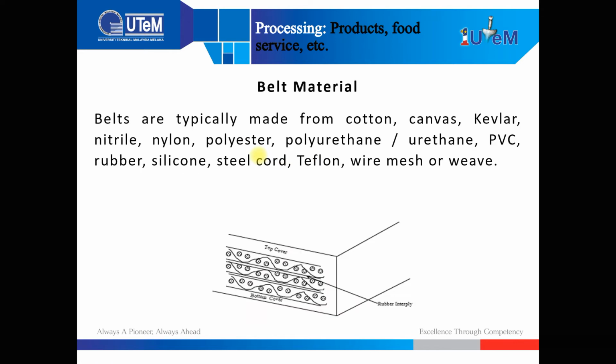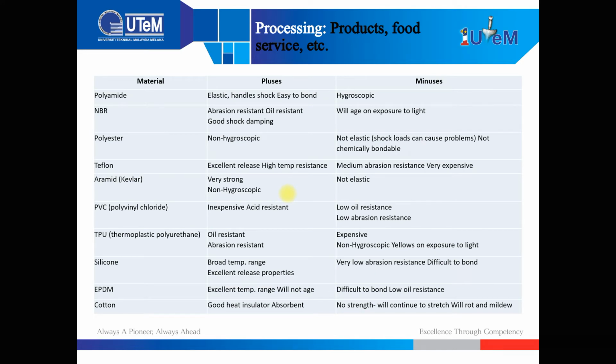Okay, and then the belt are typically made from cotton, canvas, Kevlar, nitrile, nylon, polyester, okay, polyurethane or urethane, PVC, rubber, silicone, steel cord, Teflon, wire mesh or weave. So these are the common belt material that commonly used in industry lah, okay, or manufacturing process and so on. Okay, so these are the type of material, the list of the material types and also the advantage and disadvantage of different type of material lah.